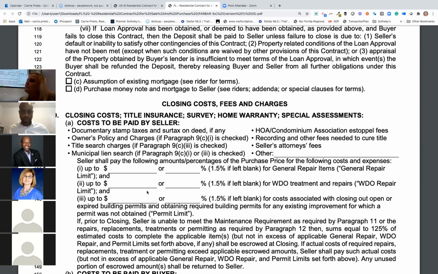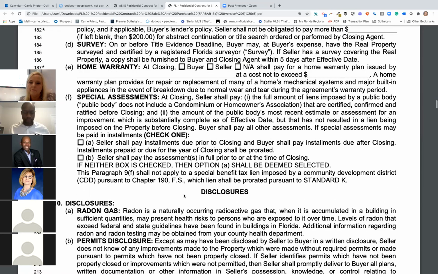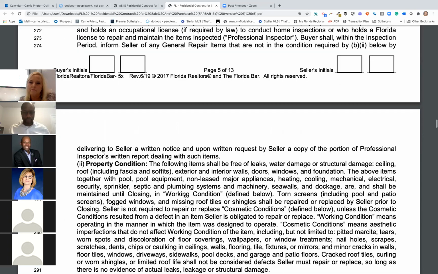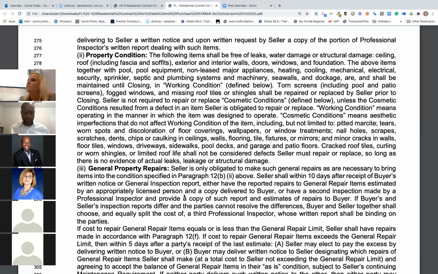I think maybe I'm looking too deep into this, but I'm just wondering, say something that would be considered property condition ends up costing more than that amount that they put in there. Does it negate that amount because it's supposed to be property condition? It doesn't negate the amount.